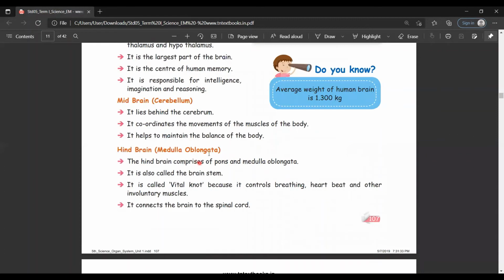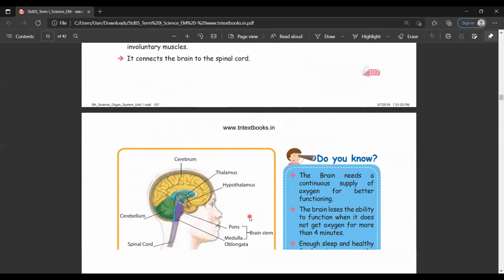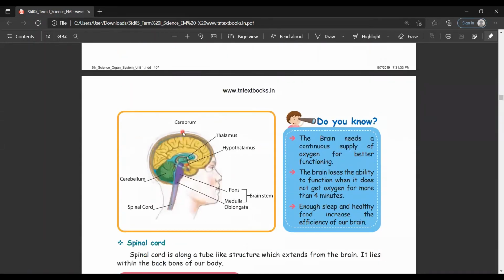So hindbrain, medulla oblongata. The hindbrain comprises of pons and medulla oblongata. It is also called the brain stem. It is called vital knot because it controls breathing, heartbeat, and other involuntary muscles. So very important functions are in the hindbrain part, so only it is called vital knot. It connects the brain to the spinal cord. Look here, cerebrum.